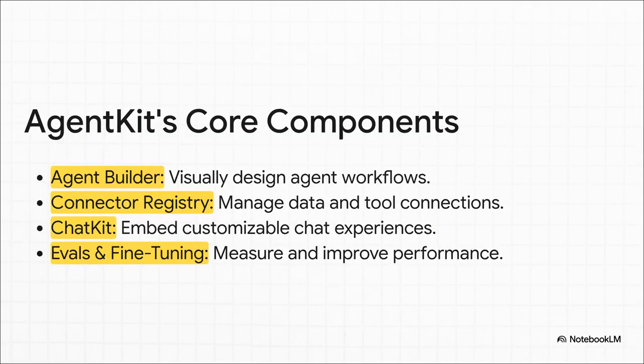It's really built on four main pillars. First up, you've got the Agent Builder. This gives you a visual canvas to design your agent's logic so you're not getting lost in spaghetti code. Then there's the Connector Registry, which lets you securely plug your agent into real-world tools and data sources. With ChatKit, you can whip up and embed the user-facing chat interface super fast. And finally, you have evals and fine-tuning, which are absolutely crucial for measuring performance and making sure your agent is actually getting smarter over time.